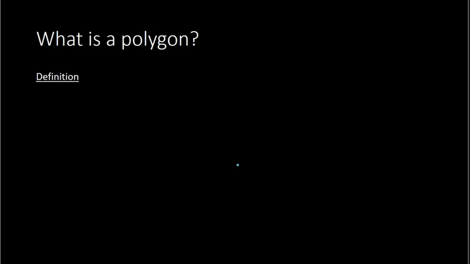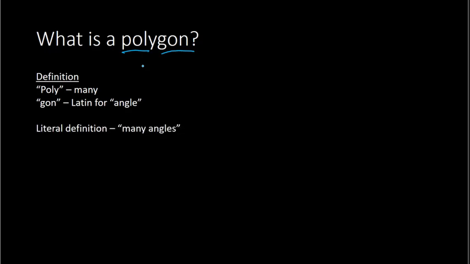In this video, you will learn about polygons. Now, what is a polygon? Well, if you look at the word polygon, we have the prefix poly, and then the last part, gon. Poly means many, and gon is Latin for angle. So the word polygon literally means many angles. So what we have are shapes that have many angles in them.